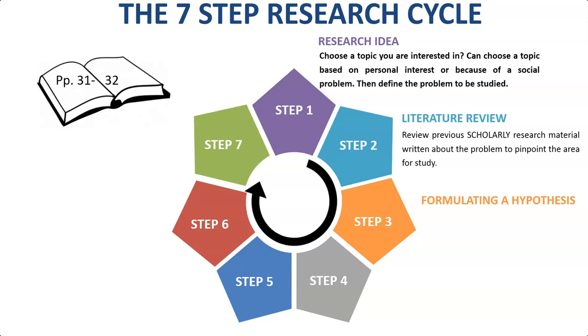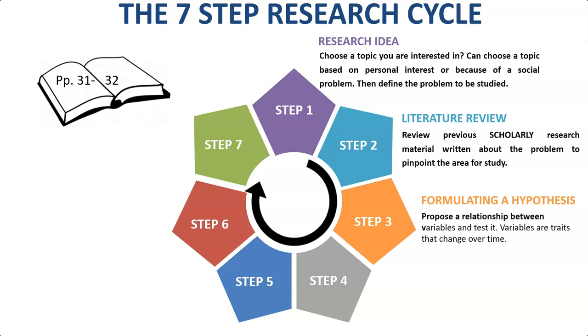Step 2 is called a literature review, and this involves reviewing previous scholarly research about the problem and to pinpoint an area for study. The third step involves formulating hypotheses. This is proposing a relationship between variables and testing it. Variables are defined as traits that change over time.